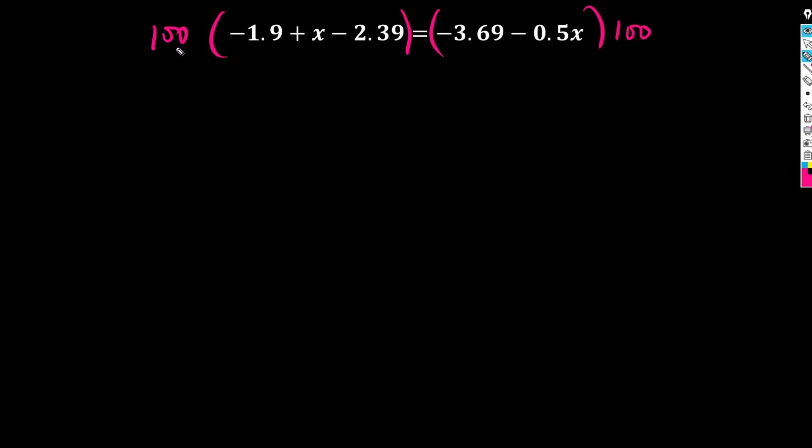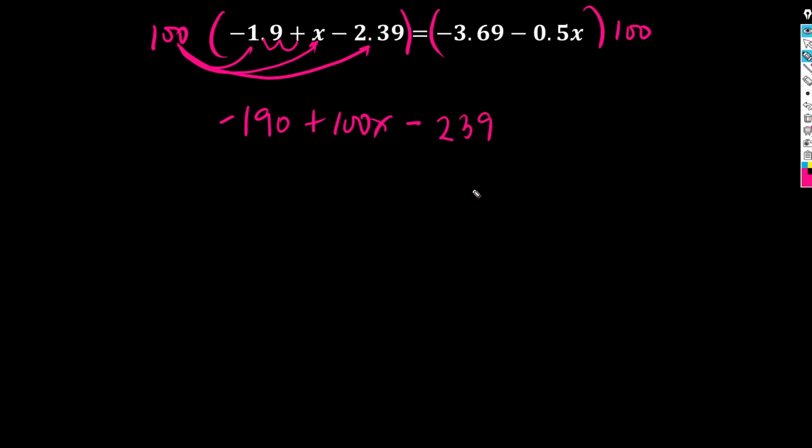I go 100 times negative 1.9. Gagalaw yan twice. So, this first one will become negative 190. 100 times x is a 100x. And then you have 100 times this. That's a minus 239. Oh, diba? Equals. Gagalaw to twice. 1, 2. Negative 369. Minus. Gagalaw to once, twice. 50x. Oh, diba? No problem.